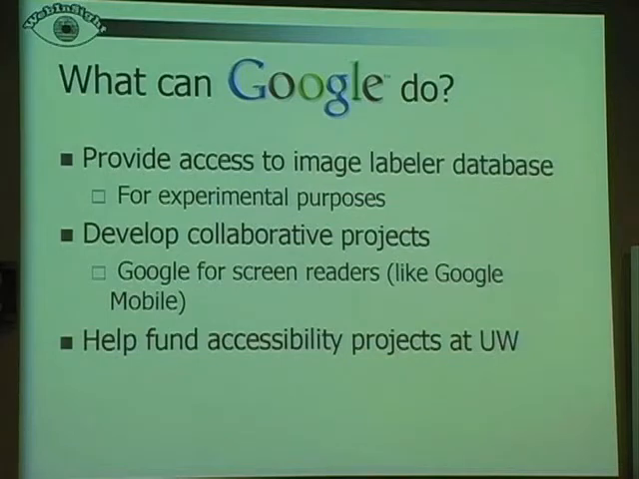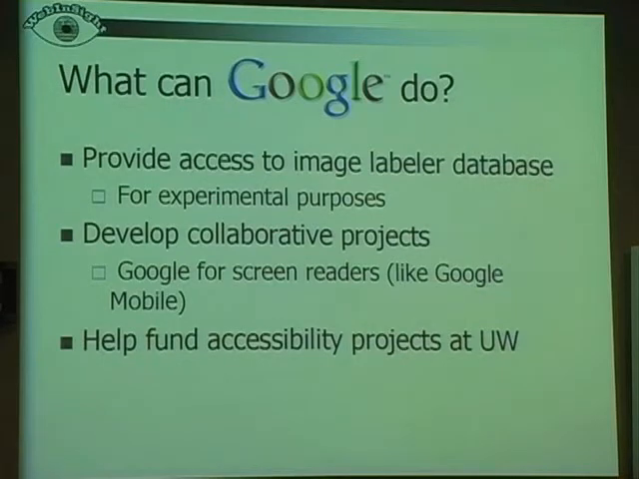I think it's actually a pretty good idea, because we don't know how good those labels are for blind people, and we could do a study at the University of Washington to do that. Now, we wouldn't have to have access to the entire database, but maybe just a selected subset of it that you're willing to give up on. And also, we could suggest things to be labeled by the image labeler, and to make it a more realistic set for blind people to use. So I think it would be a nice collaborative project.